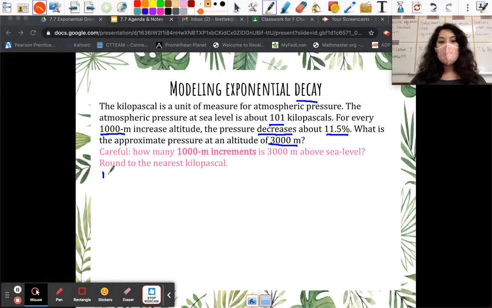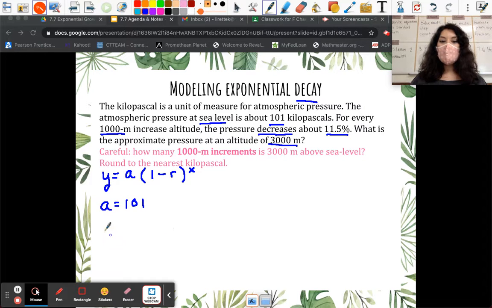So the formula that we want to use is y equals some initial value A times the quantity 1 minus our decay rate, not plus. When it's decay, we subtract, all raised to the exponent x. So now that I have my formula, I need to start figuring out what are the numbers that go in place of these variables. Well, the A value is your initial amount, and we're looking at the initial amount at sea level, okay? So at sea level, we're told that the pressure is 101 kilopascals.